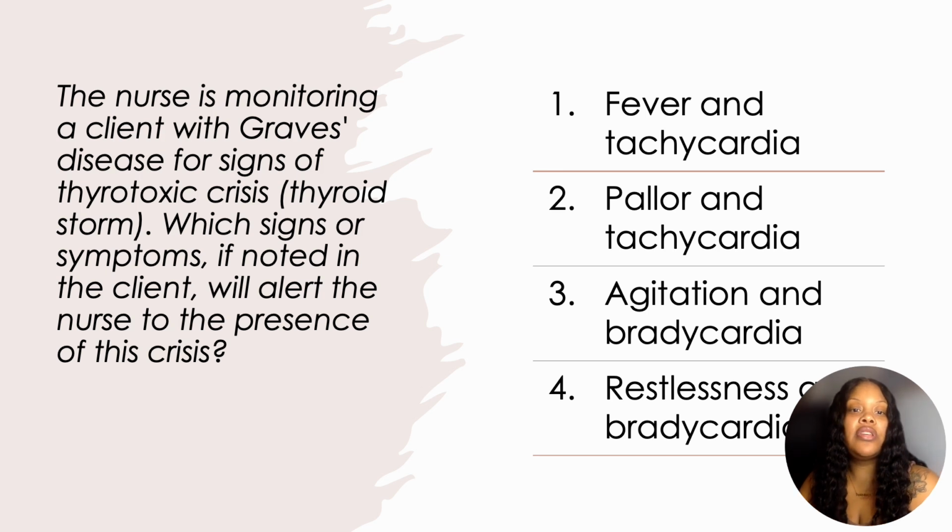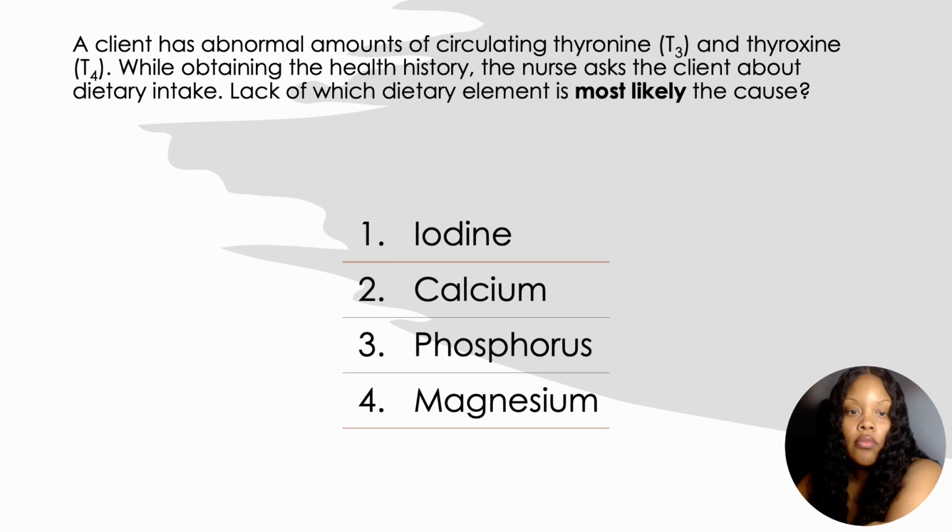The nurse is monitoring a client with Graves' disease for signs of a thyroid storm. Which signs or symptoms, if noted in the client, will alert the nurse to the presence of this crisis? Is it 1, fever and tachycardia, 2, pallor and tachycardia, 3, agitation and bradycardia, or 4, restlessness and bradycardia? So if you chose 1, fever and tachycardia, you are correct.